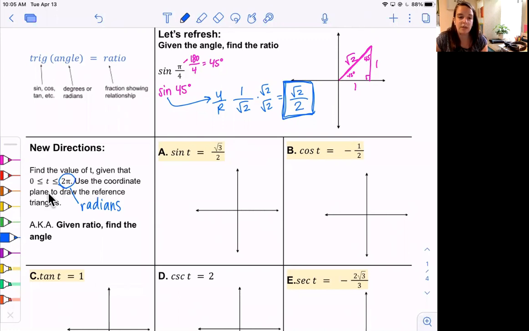It says use the coordinate plane to draw the reference triangles. This is something we've done in the past. We have drawn our reference triangles. Notice it does say the word triangle. We're actually going to draw 2 triangles today. All right, let's jump in.